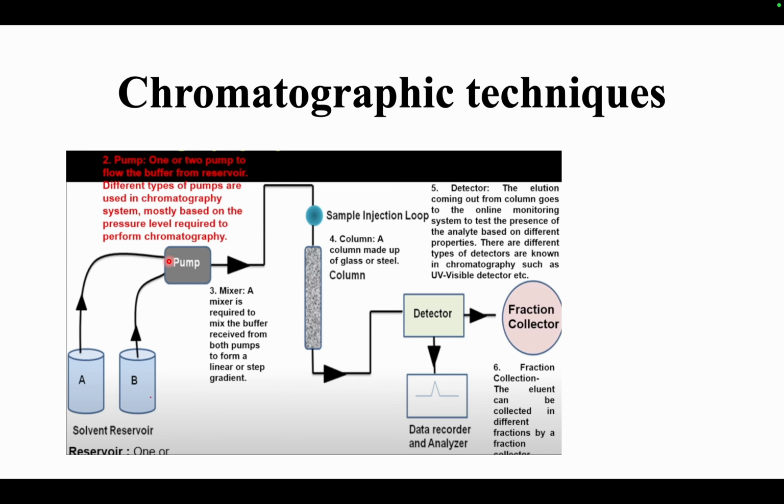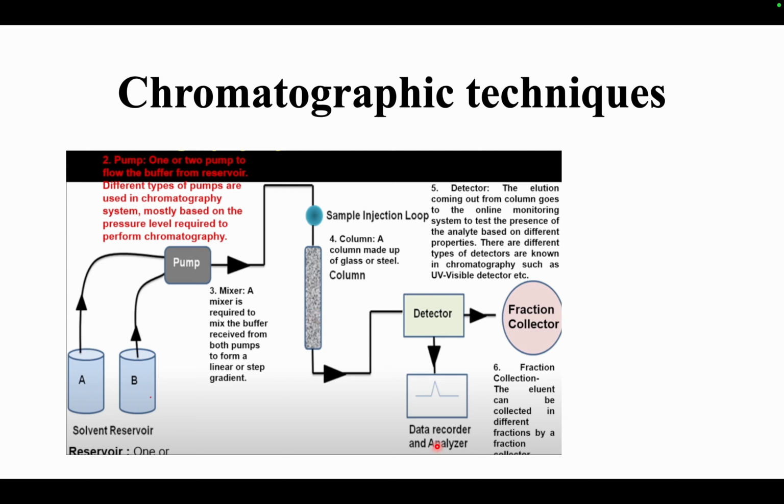The third unit is the mixer, where the buffer and the product will mix with the stationary phase. Then finally it will get injected into our column. This column is packed with the stationary phase, as you can see here. In this stationary phase our protein will get resolved, as you can see, and that will be detected by a detector.